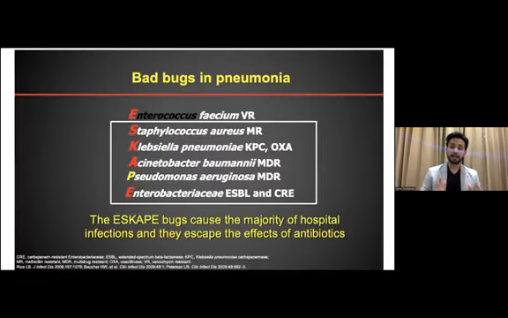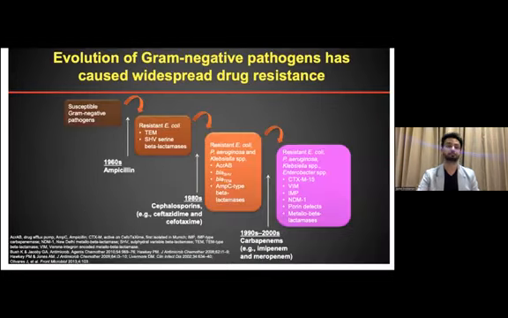So the classical bad bugs in pneumonia in respiratory medicine, we call them the ESCAPE bugs. These are the vancomycin-resistant enterococci, the MRSA, the Klebsiella, especially the KPC and OXA, Acinetobacter MDR, MDR Pseudomonas, and ESBL Enterobacteriaceae, and the carbapenem-resistant Enterobacteriaceae. So these are the various ESCAPE drug-resistant bugs, which we call the bad bugs for the lungs.